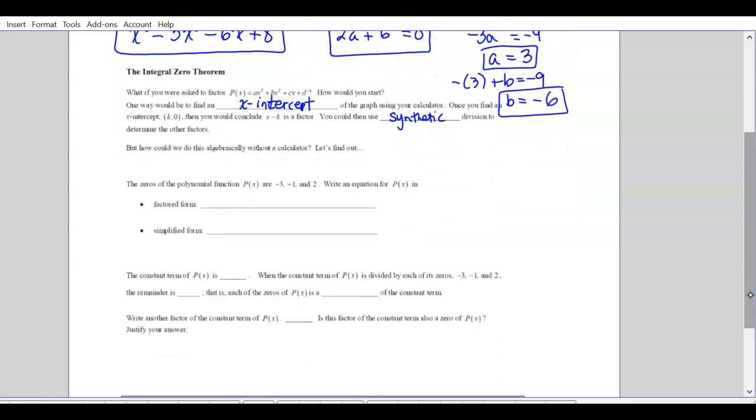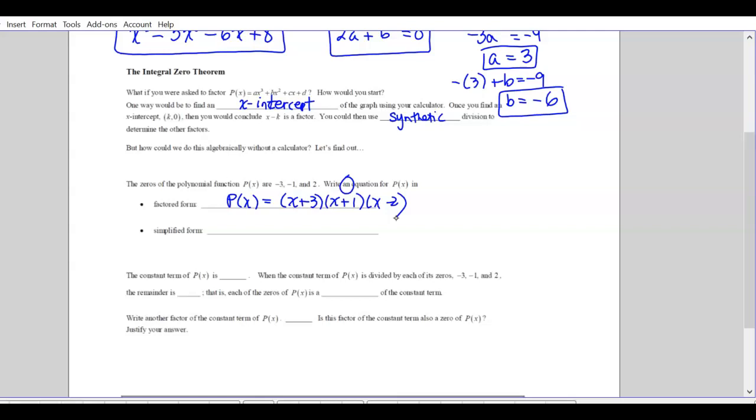So we're told the zeros of the polynomial function p of x are -3, -1, and 2. Write an equation. Notice how it says an equation, because there could be stretch factors, but an equation has to have those factors in it. So x plus 3, x plus 1, x minus 2. If you multiply it by something, it still has those same x-intercepts.